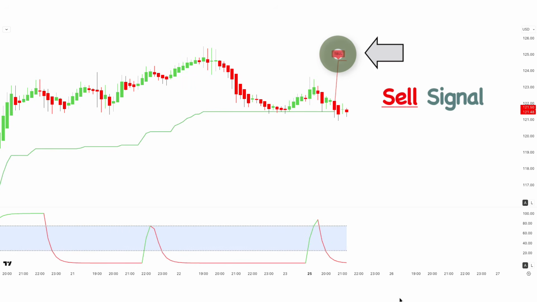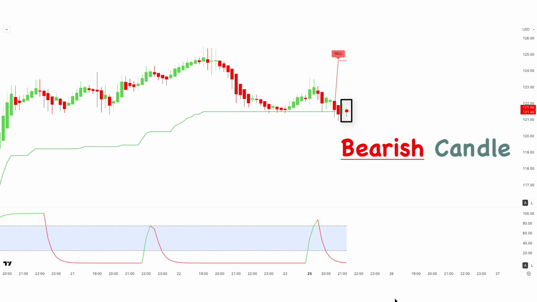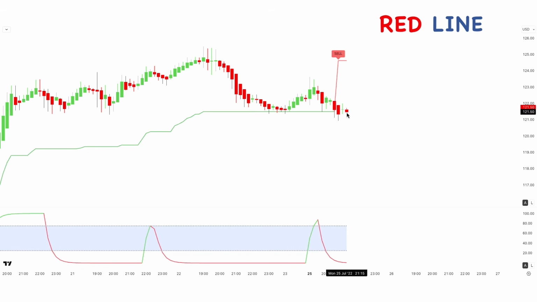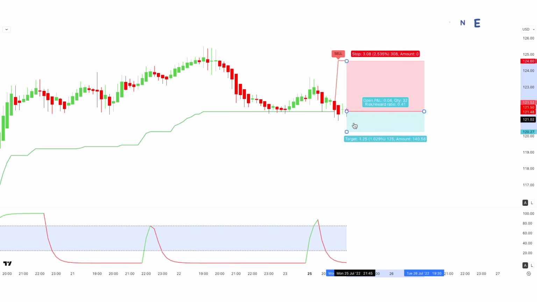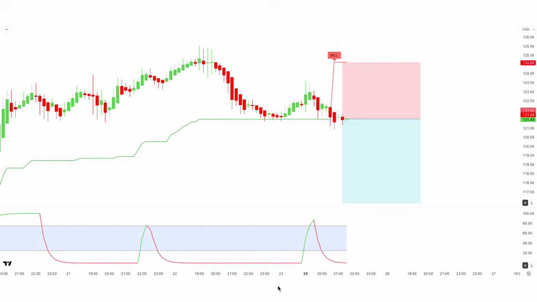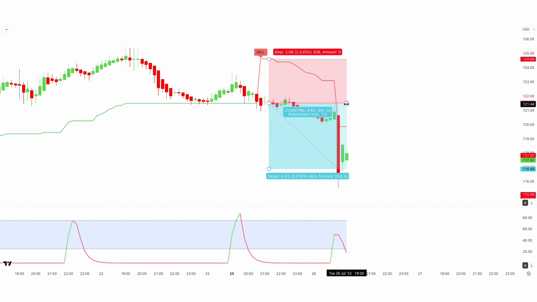Here, the ATR Stop Classic arrow of this indicator is a sell signal. Here, the red line of the STC indicator is below the blue area. Here, the market has made a bearish candle to give confirmation. So all our conditions are being fulfilled, so we are placing an order to sell. Our stop loss is to be placed at the red line, and the risk to reward ratio will be 1:1.5. Our trade is running in profit. We have won the trade. Let's find the next trade.